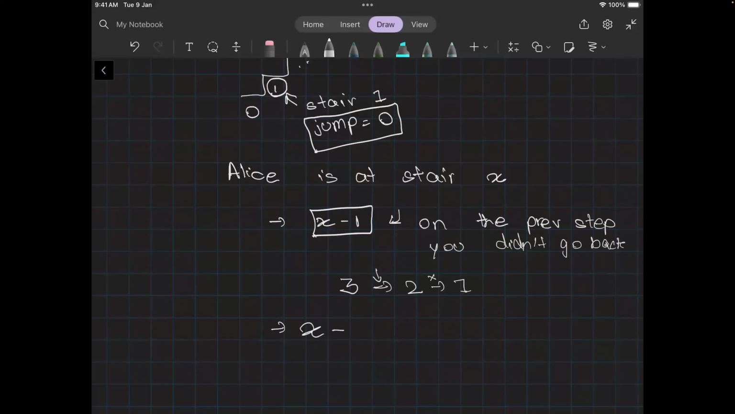Or what can Alice do? Alice can go to X plus 2 raised to jump, and then jump plus equal to 1. This is what Alice is going to do.